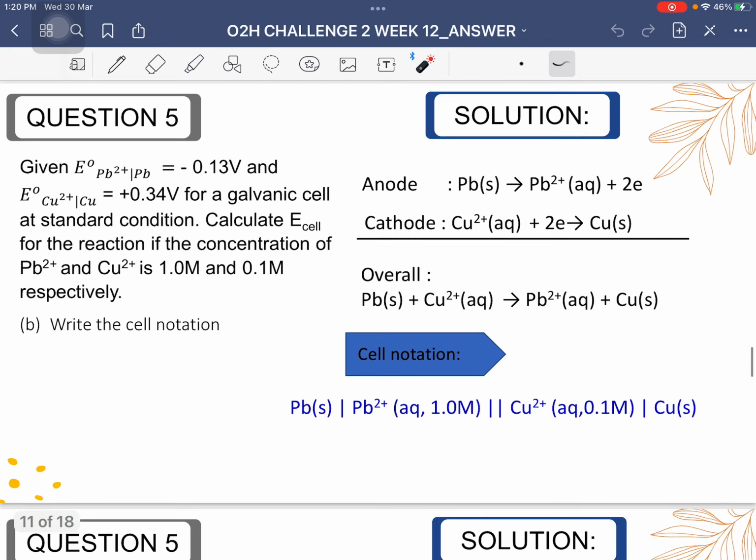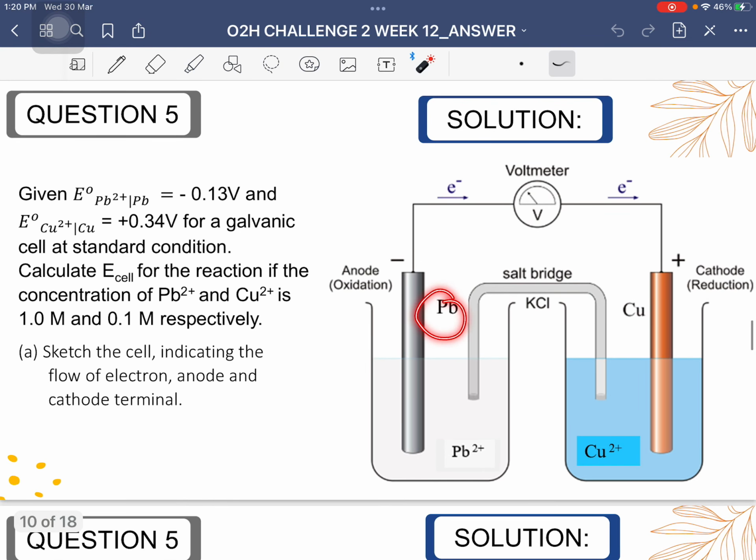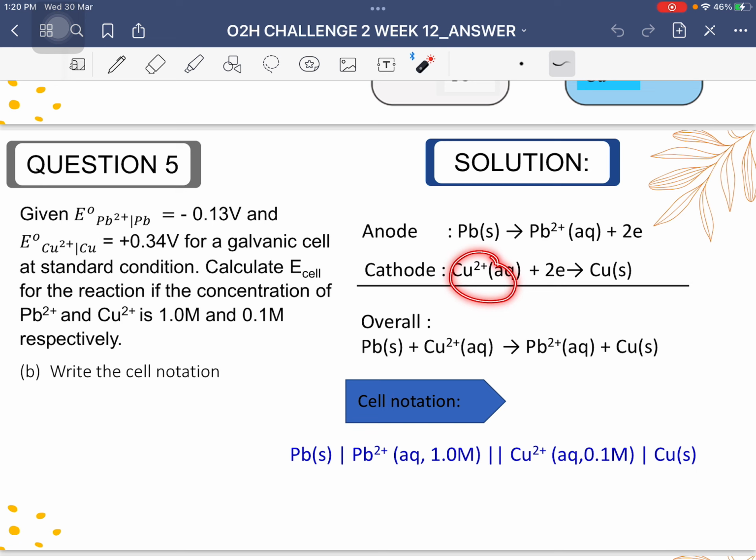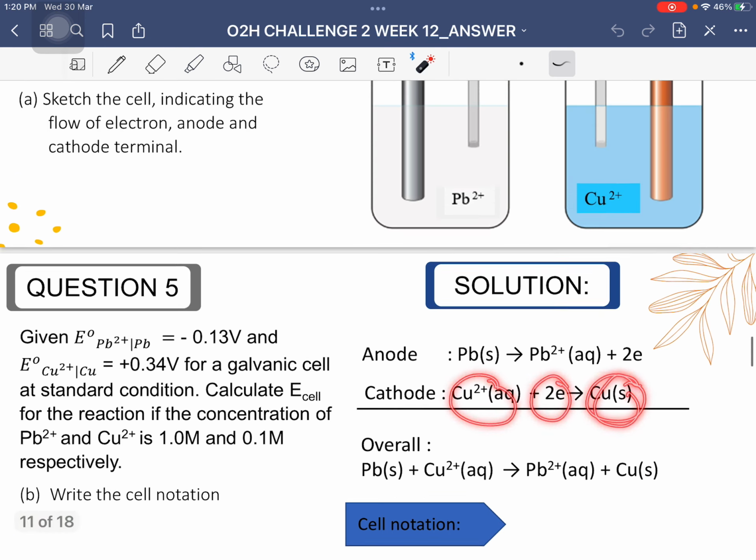Next, at the cathode, when the Pb solid donates electrons, the electrons come from the anode, go through the wire, and come to the cathode and are reduced by the copper 2 plus. So copper 2 plus will receive the 2 electrons that come. Copper 2 plus aqueous from the solution receives 2 electrons and becomes copper solid. So the copper solid will be deposited here.